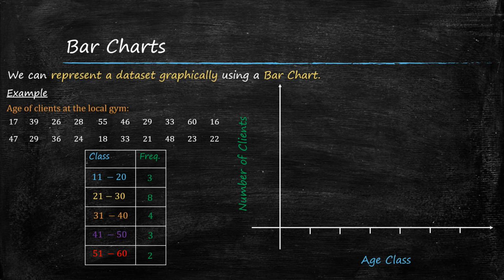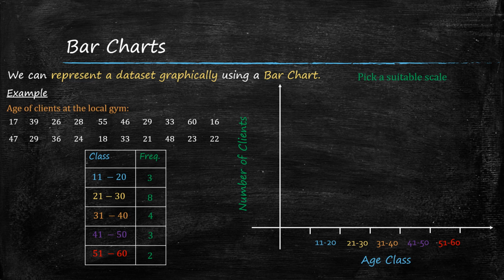So for the X-axis, the age classes, we will have one bar representing the age class 11 to 20. We will have another bar representing the age class 21 to 30, another for 31 to 40, one for 41 to 50, and one for 51 to 60. Okay, that's our X-axis. On the Y-axis, we'll represent the number of clients, or the frequency count, which represents the number of clients that visited the gym.